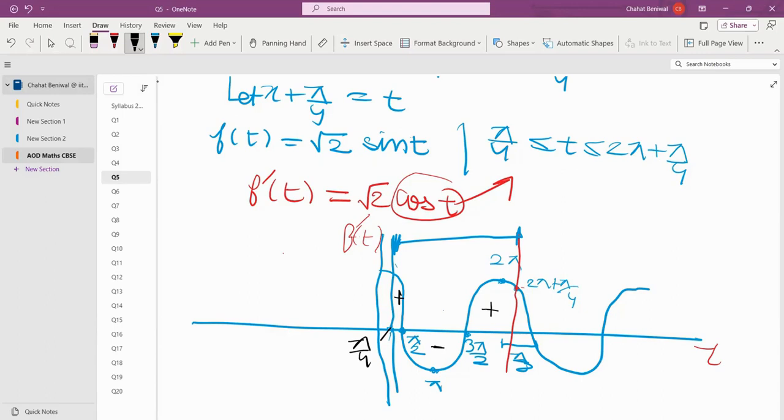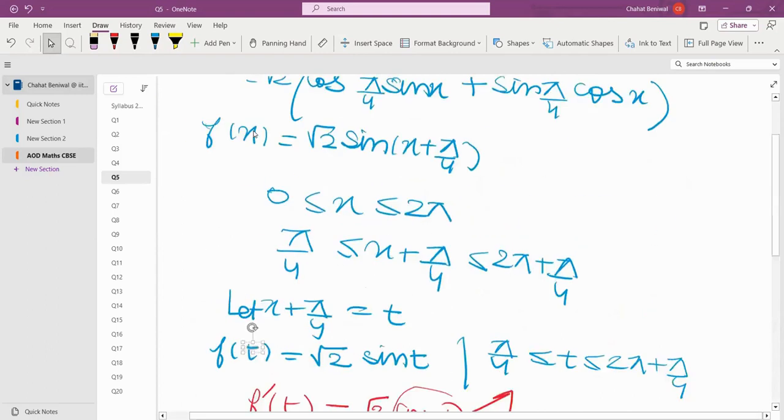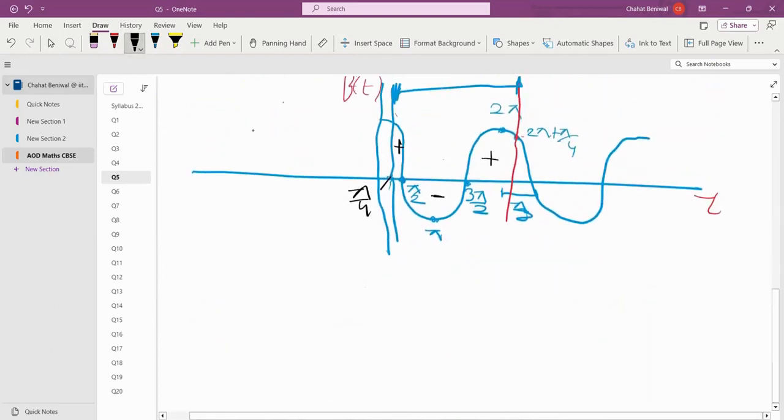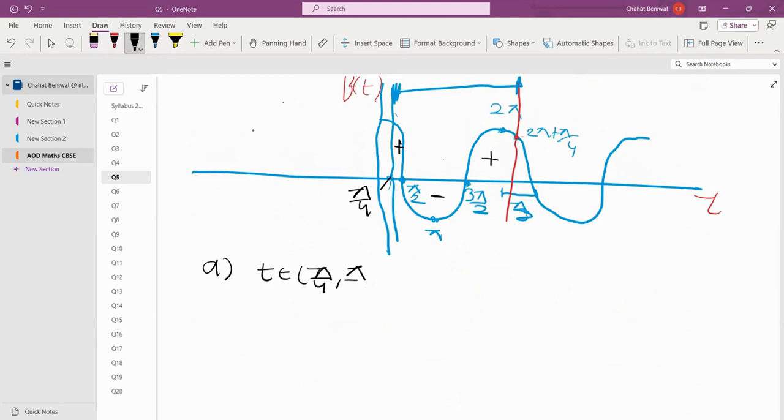So we know the intervals of t in which the function is going to be increasing. Do we need to find both? Yes. Okay, so we need to find both increasing and decreasing. For the increasing part, we can see our t belongs to the interval pi by 4 till pi by 2, union 3 pi by 2 and 2 pi plus pi by 4.